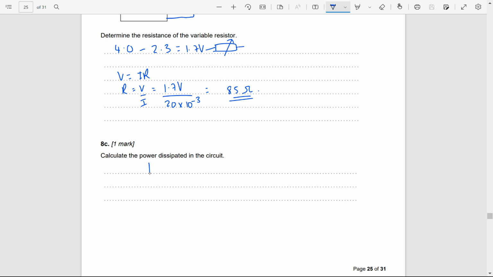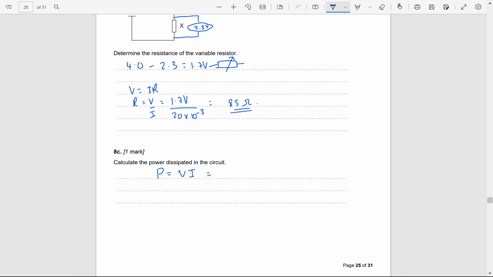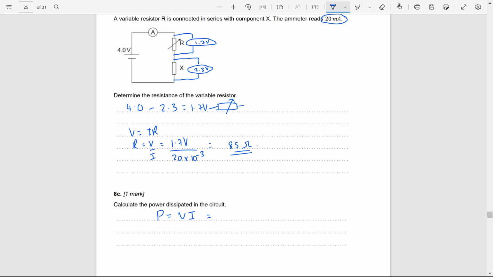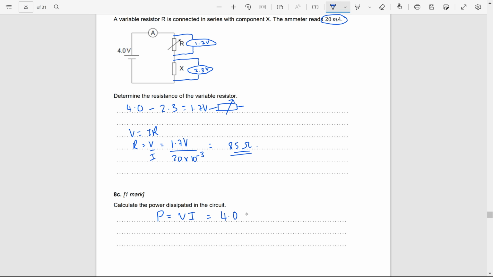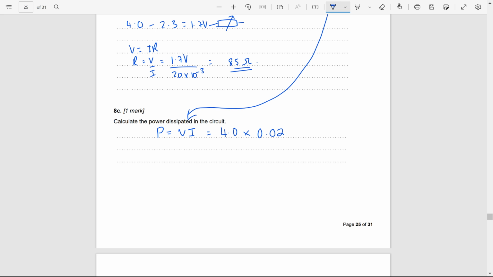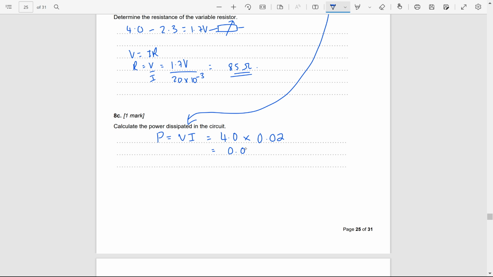Calculate the power dissipated for 8C. Well, power equals VI. So the voltage in the circuit is 4.0 multiplied by the current in the circuit at this value. They are asking us to assume it's still the same current reading. Okay, that's an assumption you need to make because it's following through on the same question. So the power output is 0.08 watts.